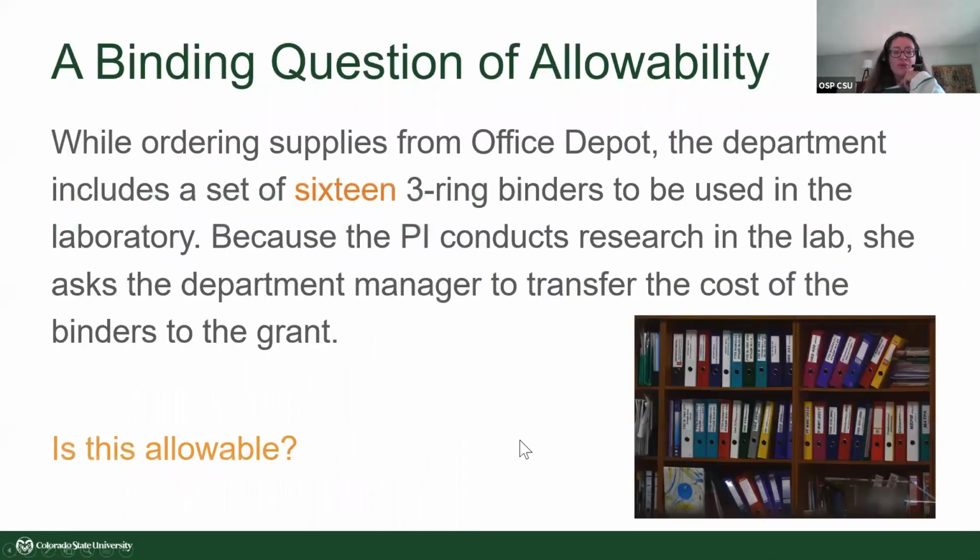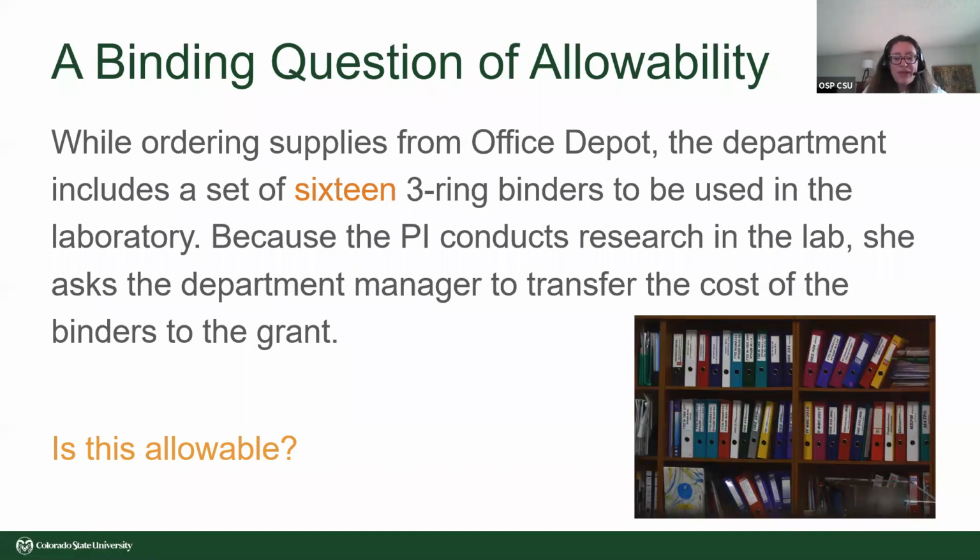Okay, so another question of allowability. When ordering supplies from Office Depot, the department includes a set of 16 three-ring binders to be used in the lab. Because the PI conducts research in the lab, she asked the department manager to transfer the cost of the binders to the grant. Is this allowable? And you can type in "it depends," but if you want to come and unmute or type in a reasoning of when it might be allowable versus not allowable, that would be helpful as well.